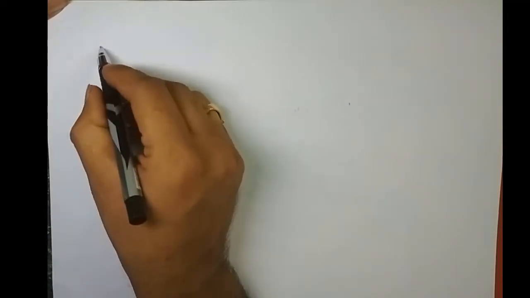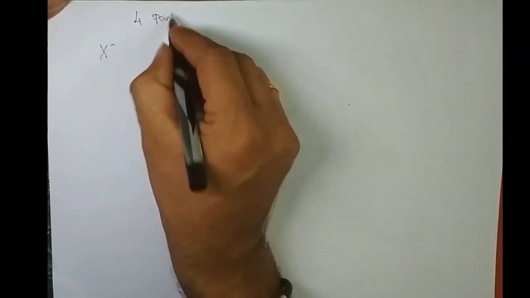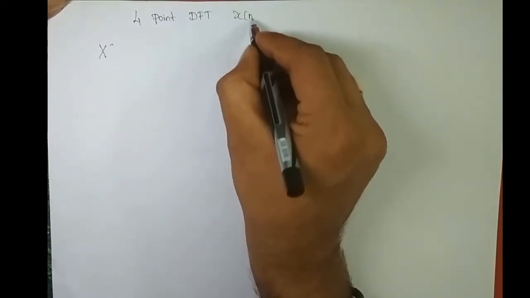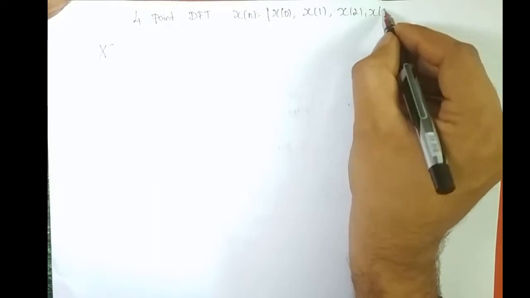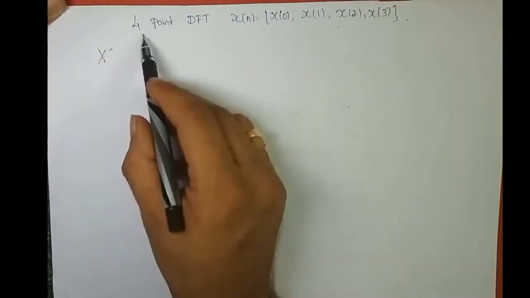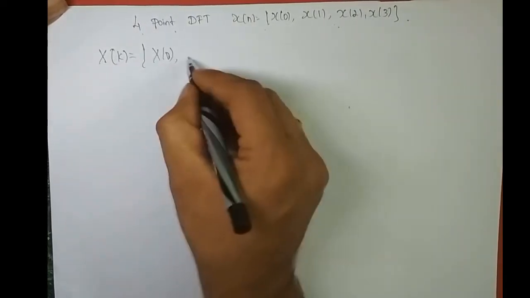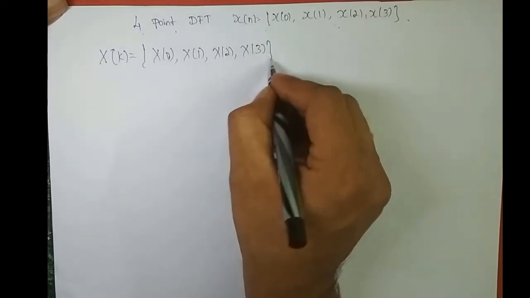the second point to be noted in finding n-point DFT. For example, if I want to find the 4-point DFT of any given sequence, say x of n equal to x of 0, x of 1, x of 2, x of 3, these are the 4 time domain samples whose 4-point DFT I need to find. What is X of k now? X of k is X of 0, X of 1, X of 2, X of 3.